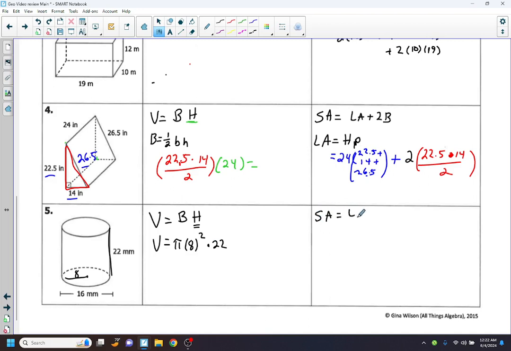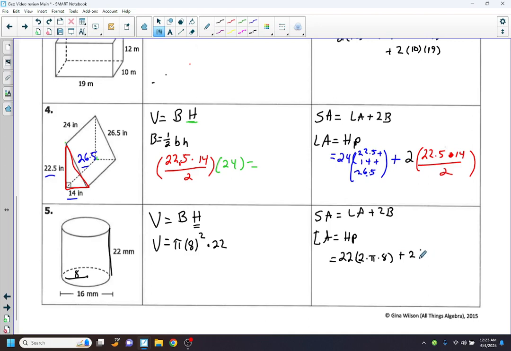Surface area, lateral area, plus 2b. So the lateral area is the 3D height times the perimeter. So the 3D height is 22. The perimeter is the circumference. A circumference is the perimeter of a circle. So that's 2 pi r. So 2 times pi times 8.